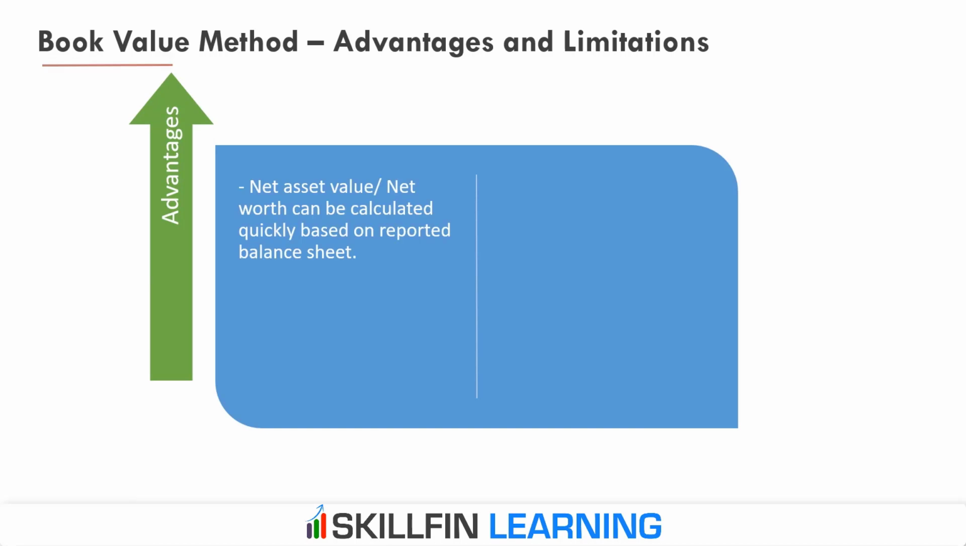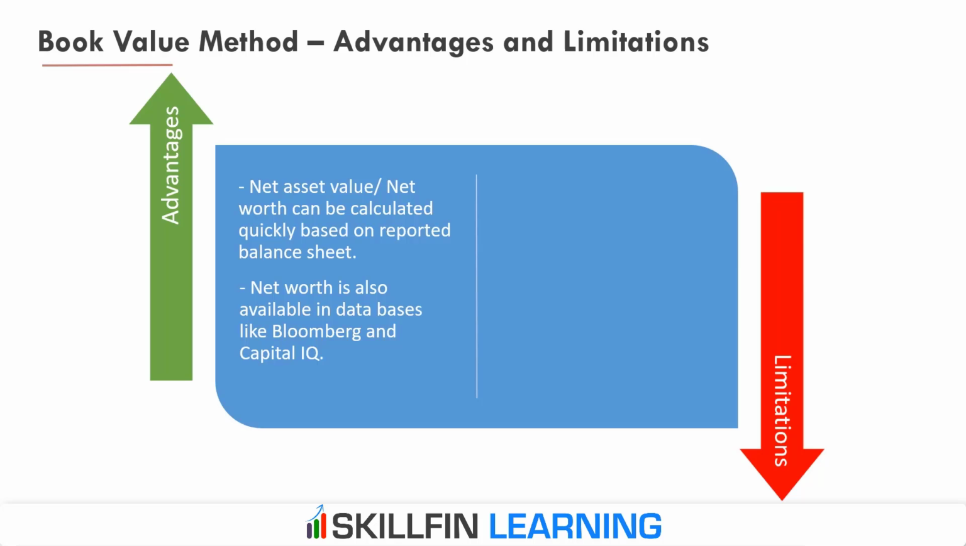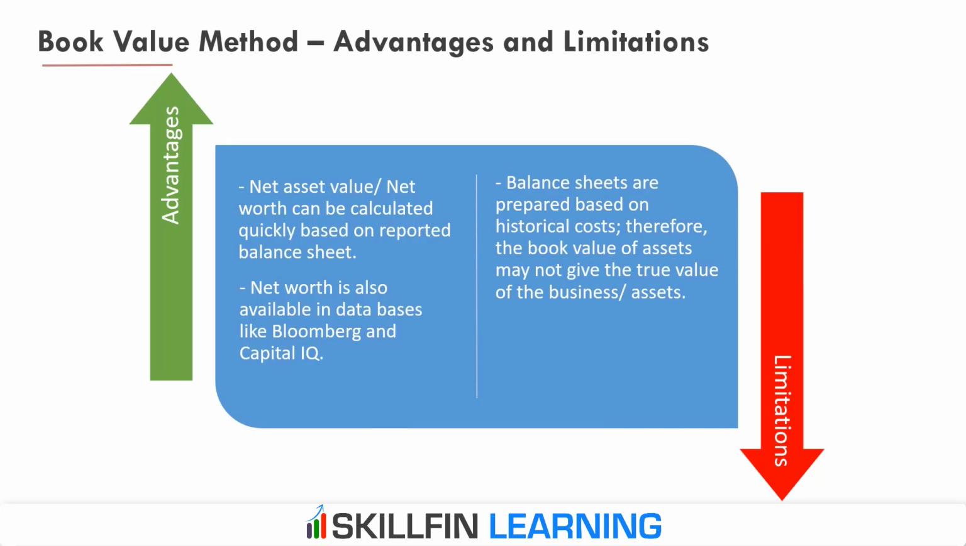The first advantage is that the net asset value can be calculated quickly based on the reported balance sheet. Net worth is also available in databases like Bloomberg and Capital IQ. So if we have to get the net asset value for a list of companies, we can easily get them from these databases.